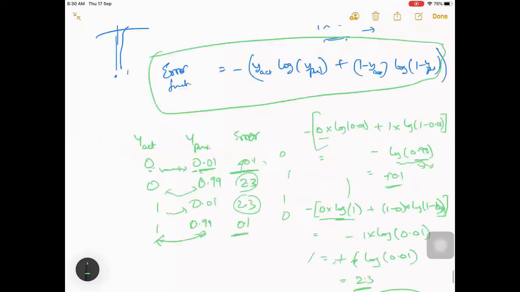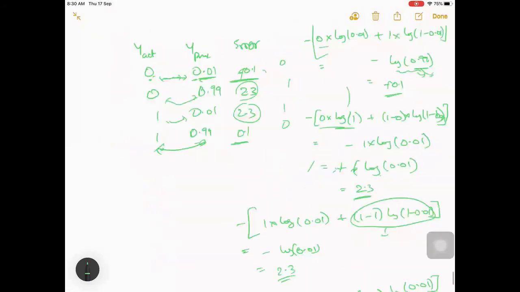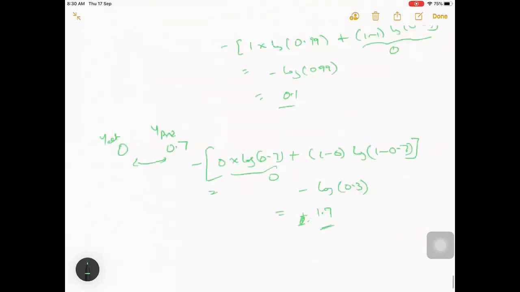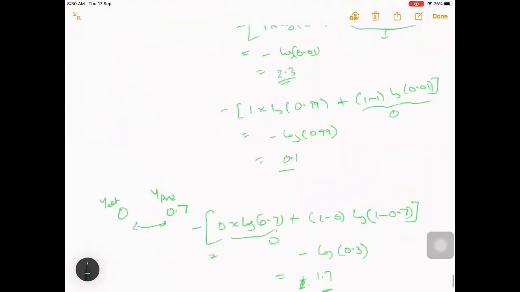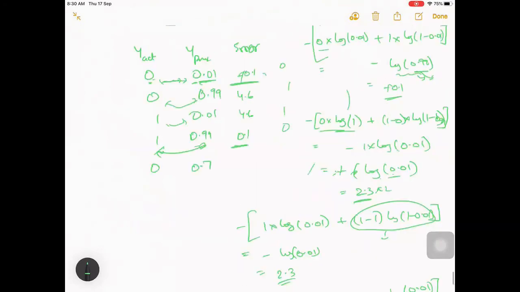So this is not 0.3 actually, I calculated for 10. So it will be 10 power 2 into 0.3, something like this. It will be 4.6. Now if it is 0 and it is 0.7, then what did we get? 1.7.